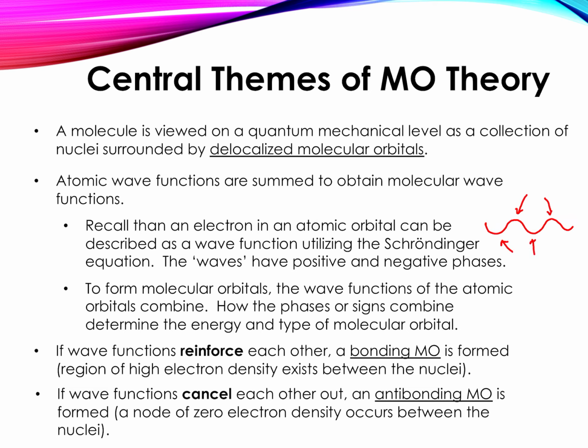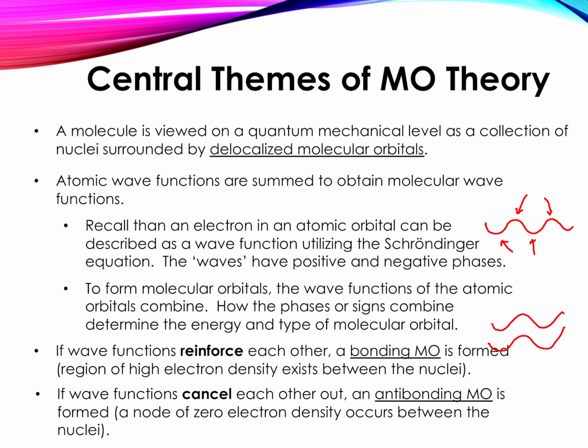To form these molecular orbitals, the wave functions of the atomic orbitals combine. So each atom has its own wave function, and when we form molecular orbitals, those two different wave functions of the atoms will combine to form a molecular wave function. And how the phases combine determines the energy and type of molecular orbital that's being formed. If the wave functions reinforce each other, so like if we have two crests or two troughs, maybe they're in phase, right? Maybe they're like this. They will get added together. That's what I mean by reinforce. Then we're going to form a bonding molecular orbital.